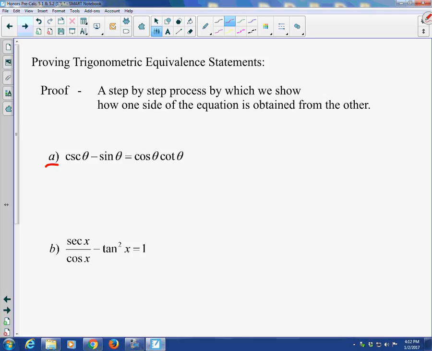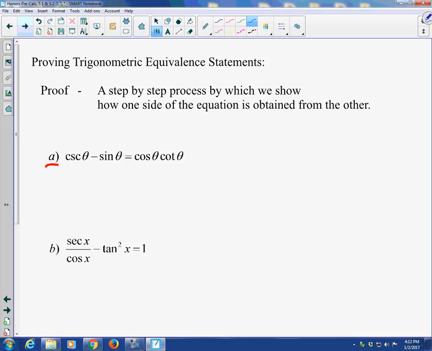So right here, I've got cosecant theta minus sine theta equals cosine theta times cotangent theta. And in general, we want to start out with the trickier side of the equation. So right here, I would consider this side to be more simplified. So I'm going to actually start with the left side of my equation here.